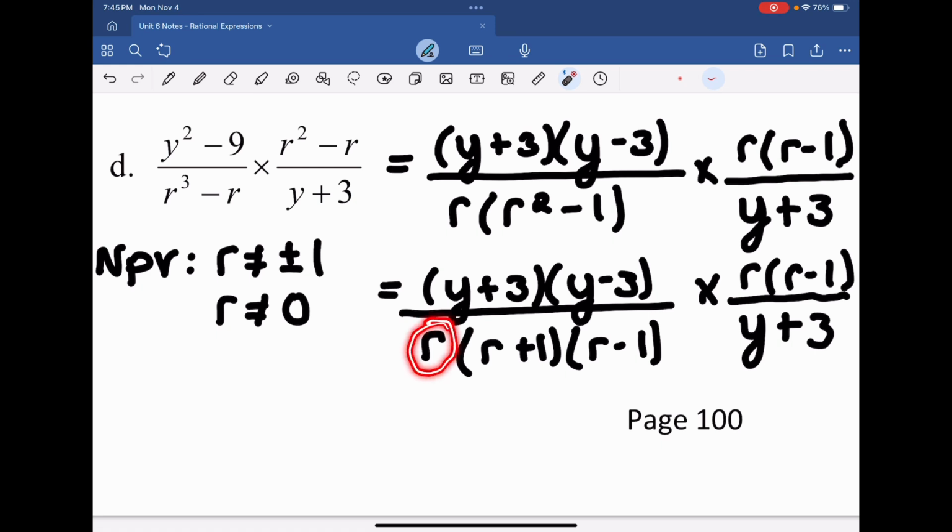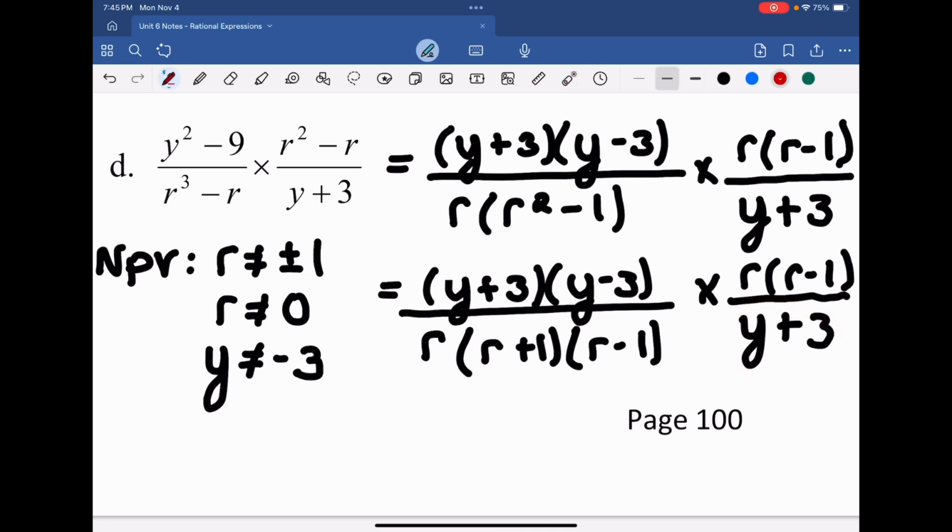If r is 0, it's going to make the whole denominator 0 because that would multiply to everything and make this 0. The plus or minus 1 comes from the idea that we have r minus 1, r plus 1, so it can't be plus or minus 1. And then our last MPV is where y cannot equal negative 3. Because if y equals negative 3, then that whole term goes away, and we don't want to have that term go away or that denominator go to 0, or else this will be undefined.